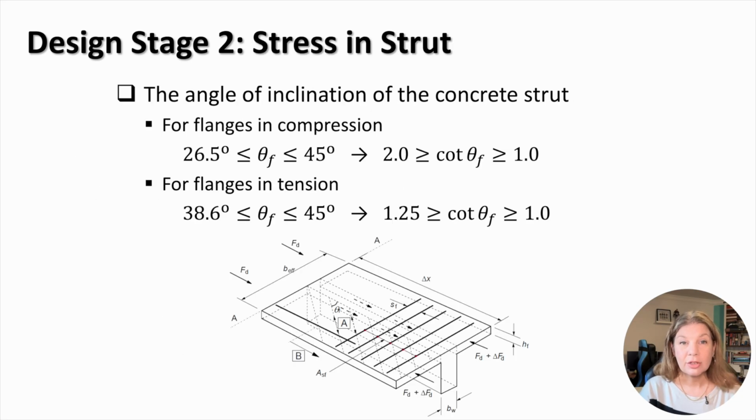The angle of inclination of the concrete strut depends on whether the zone of sagging or hogging bending is considered. For flanges in compression, the inclination angle θf is in the range of between 26.5 and 45 degrees, and this results in the cotangent θf in the region of between 2 and 1. For flanges in tension, the inclination angle θf is in the range between 38.6 and 45 degrees, which results in a cotangent θf in the range between 1.25 and 1.